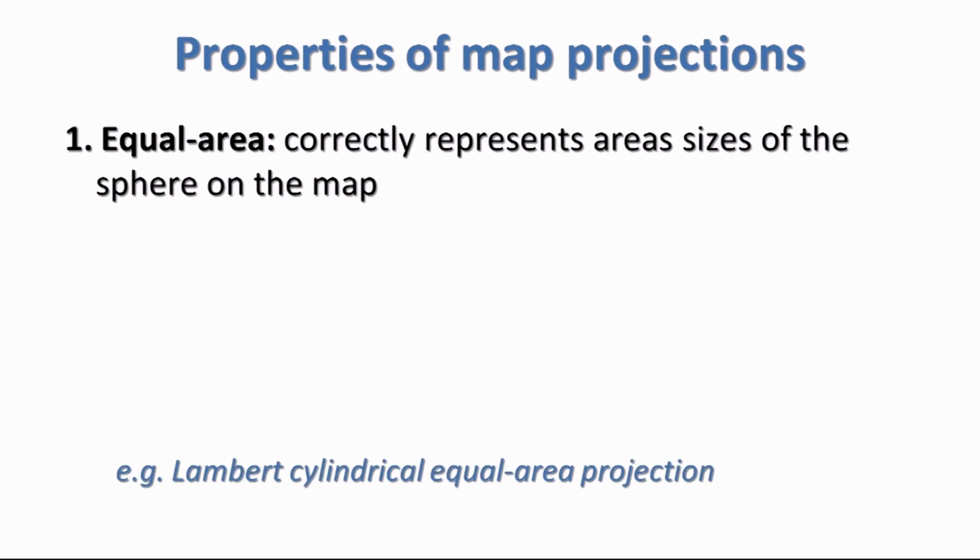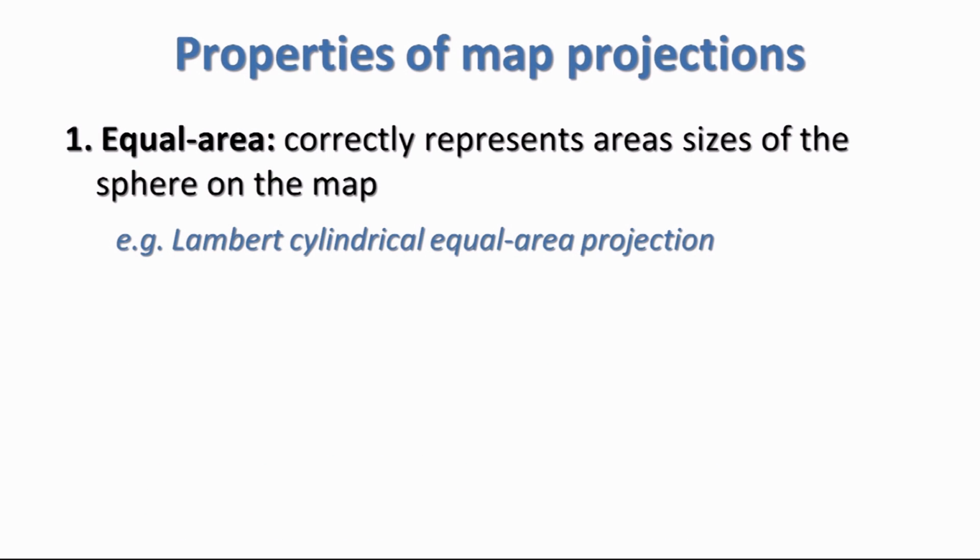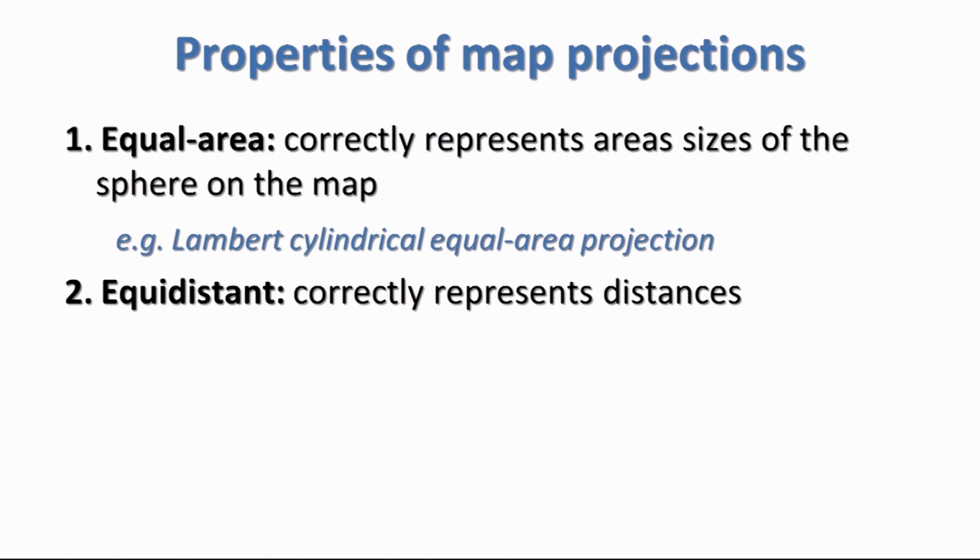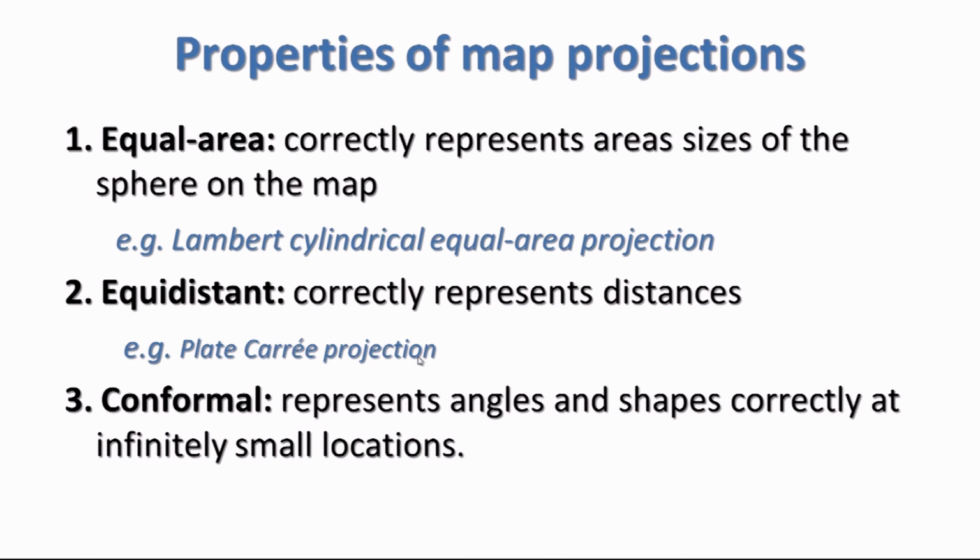So that is another very popular one. Lambert cylindrical equal area projections are there. Your universal transverse projection is also an equal area projection. Then instead of equal area you can have equidistant, which correctly represents distances between 2 points, and an example is the plate carrée projection, or conformal projection, which represents angles and shapes correctly at infinitely small locations.